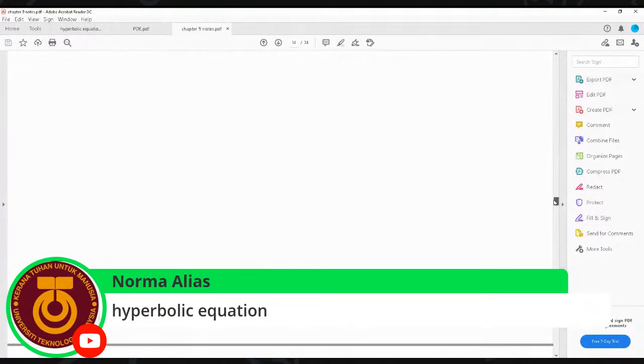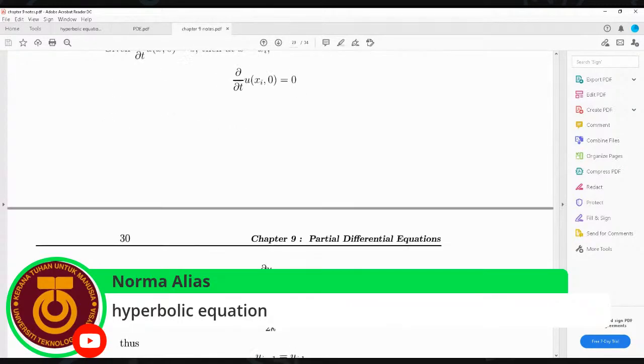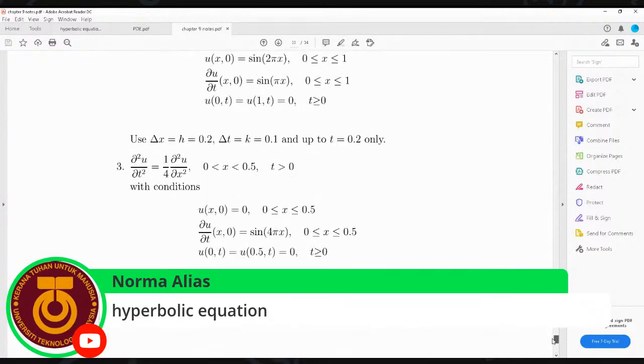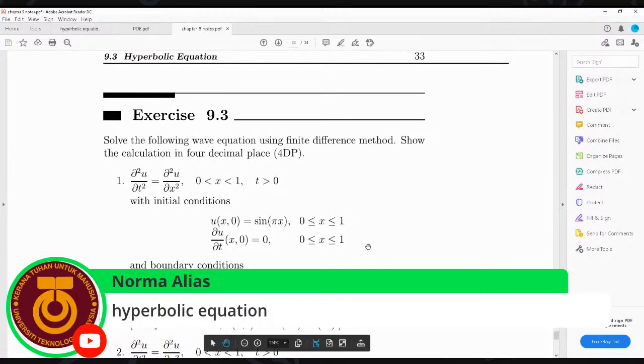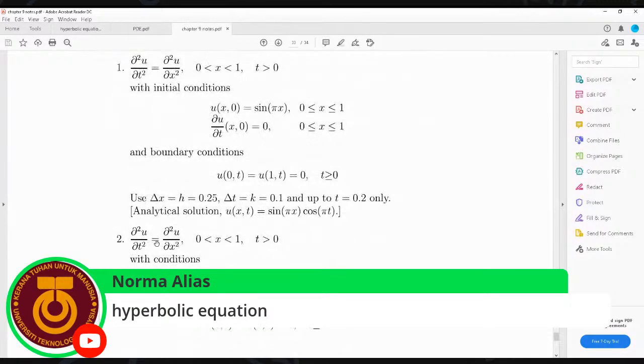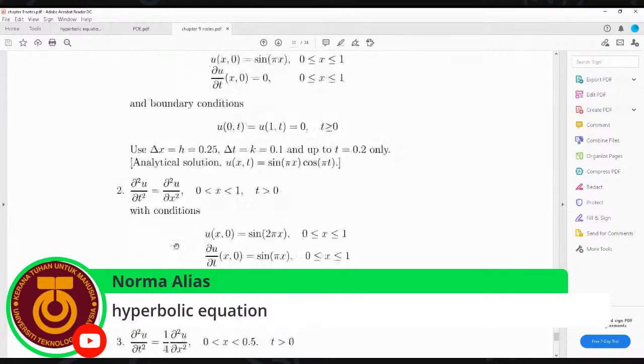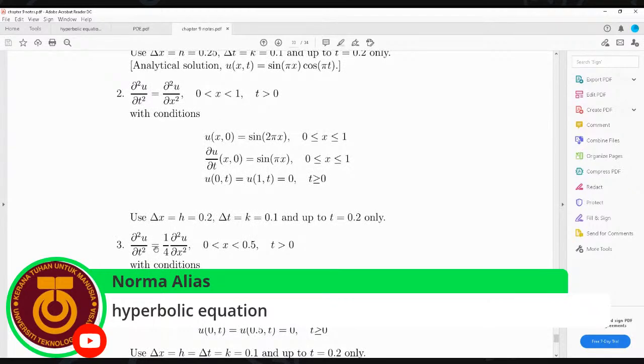However, hyperbolic is different. In hyperbolic, the question has a minus. Question 9.3: del squared u over del t squared minus del squared u over del x squared. This is a hyperbolic, or wave, equation. This one also has a minus, with del squared u over del x squared. So the difference is always the minus on the second term. This one also has minus 1/4 del squared u over del x squared.